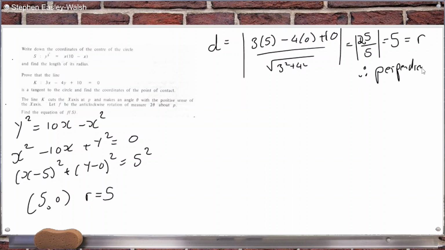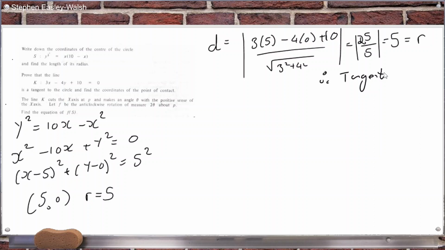Okay. So prove that that line K is a tangent to the circle. Oh, well, I guess perpendicular, i.e. therefore a tangent. Okay. Now, the tricky part is find the coordinates of the point of contact.